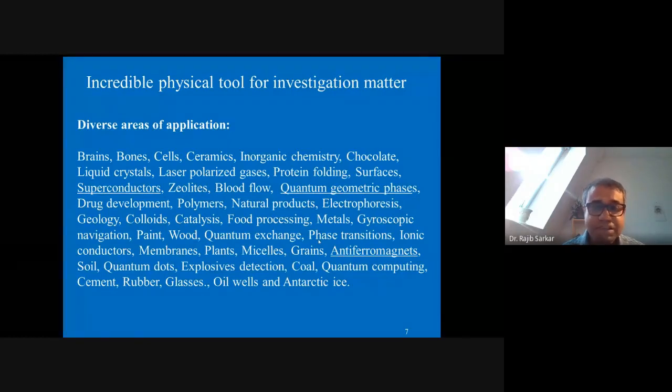Anyway, as physicists, from our perspective, we are more interested in superconductors or quantum geometric phases or different kinds of magnetism and so on.